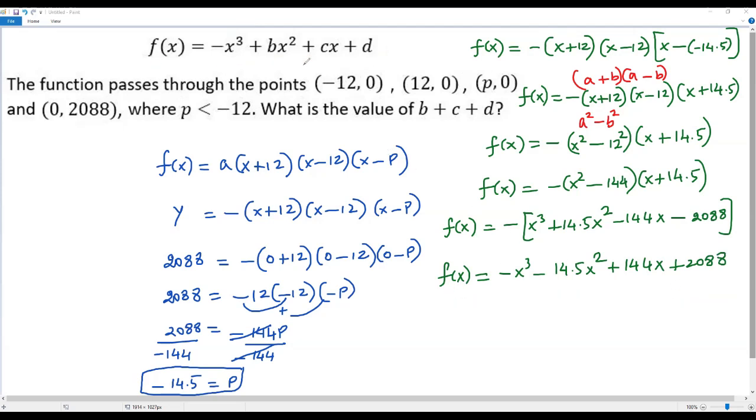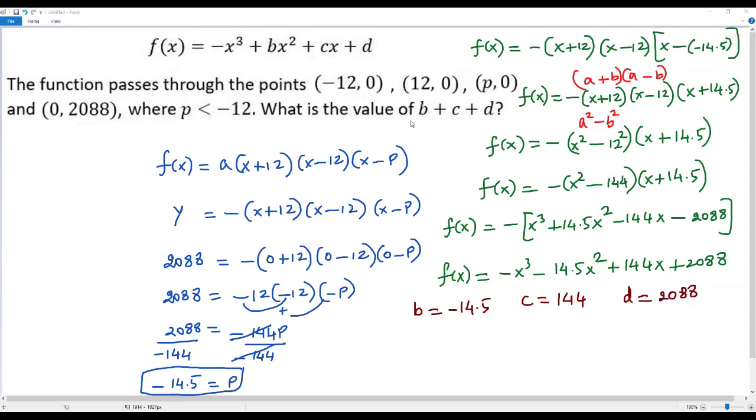Like here in the given cubic function, the coefficient of x square is b. So what is the coefficient of x square over here? It's negative 14.5. So b is equal to negative 14.5. c is the coefficient of x in the given cubic function. So what is the coefficient of x over here? It's positive 144. So we get c is equal to positive 144. And d is the constant term in the given cubic function. Here the constant term is 2088. So we get d is equal to 2088.